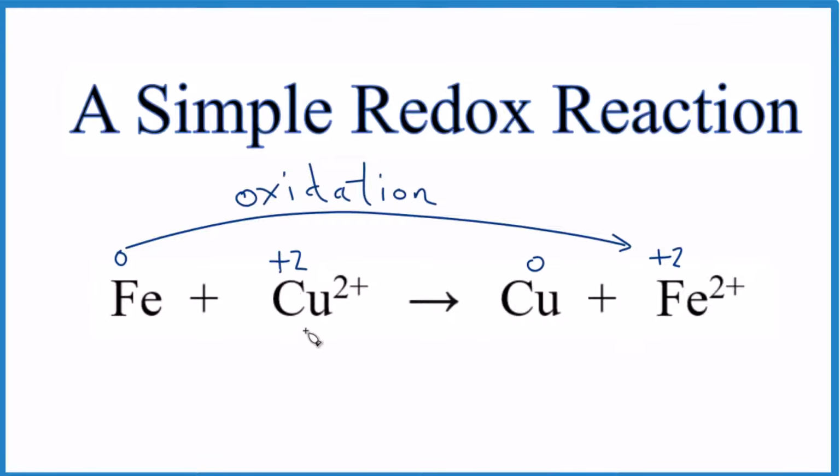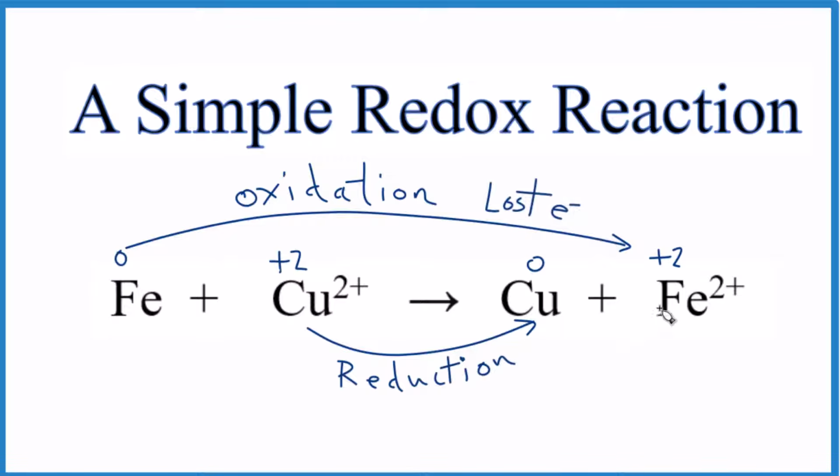The copper goes from +2 to 0. The number got smaller. We say it's been reduced. To become +2, the iron lost electrons. Those electrons, they were gained by the copper. Think of it this way. Because this is 2+, we added negative electrons, the number got smaller. It went to 0. That's reduction. Iron, it lost electrons. It lost negative charges. That made it more positive.